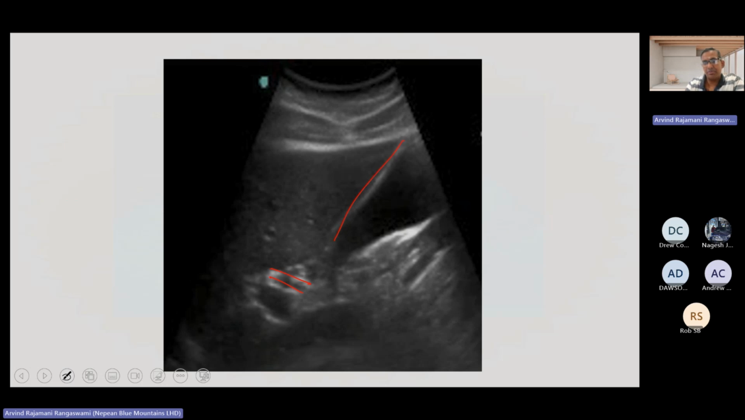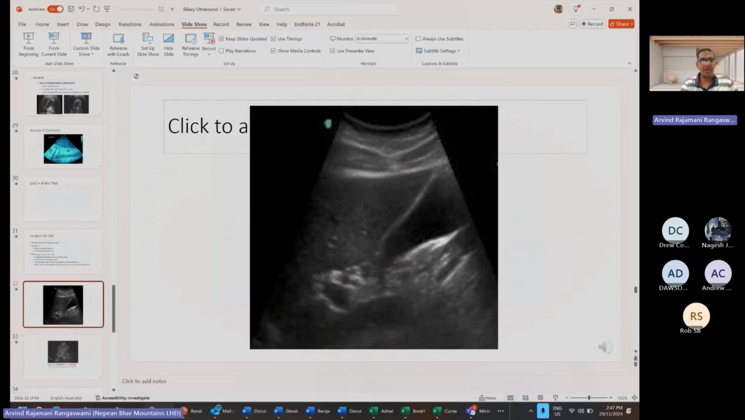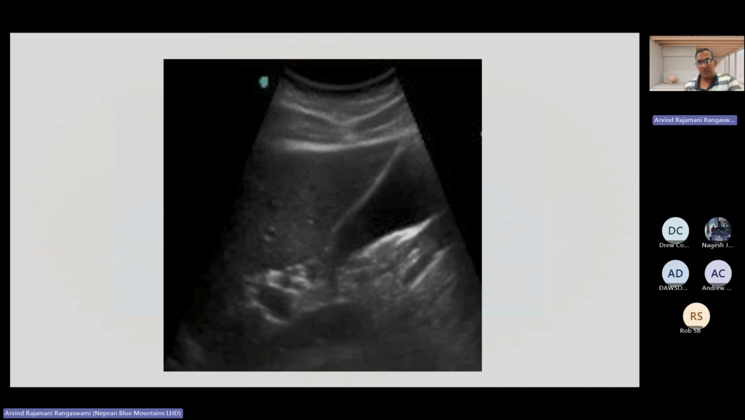So this is your gallbladder. This is the main interlobar fissure. This is your portal vein. And this thing here is the exclamation mark. Oh, sorry, this thing here is the CBD. Any questions?